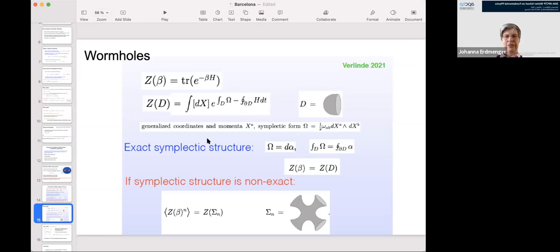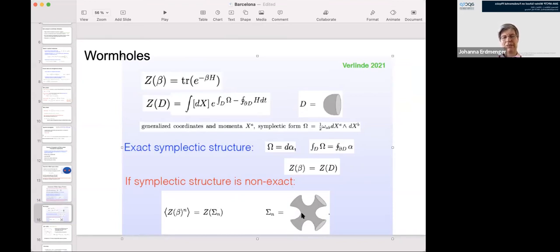Okay, so if the symplectic structure were exact, then we can write omega as d alpha, and by Stokes' theorem this integral over the symplectic form becomes an integral over the boundary. But if the symplectic structure is non-exact, we cannot do this, and we have to work with this entire expression that is written here.